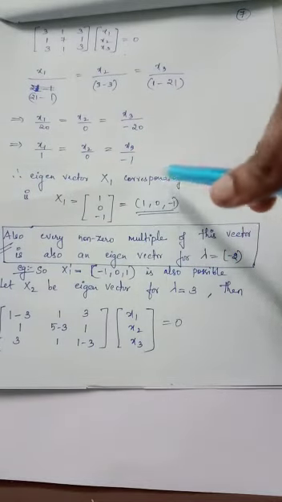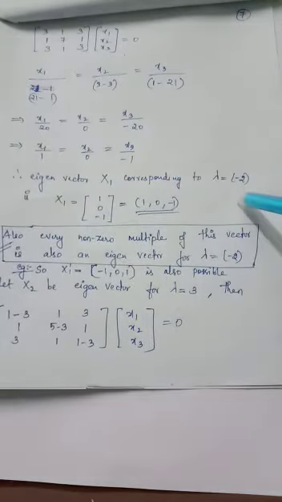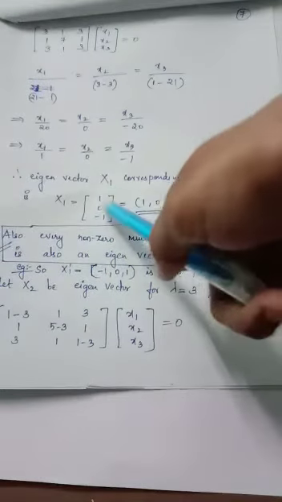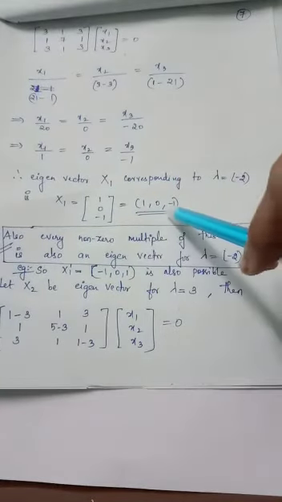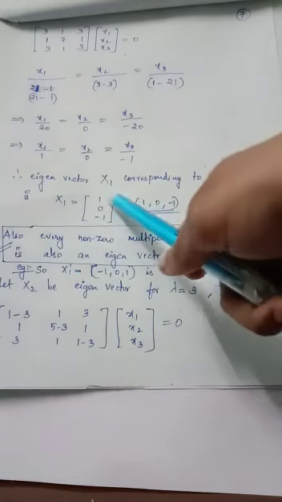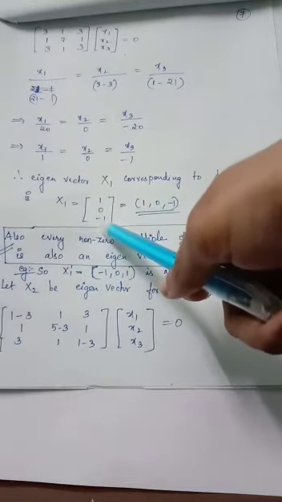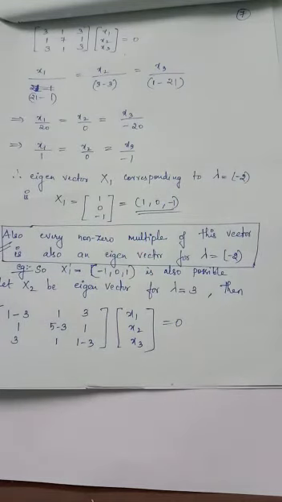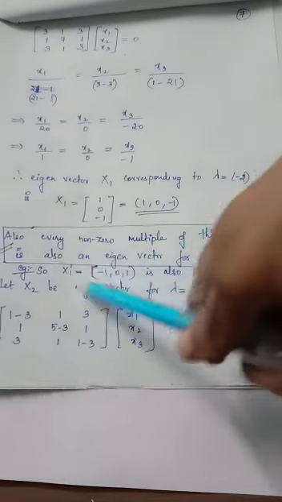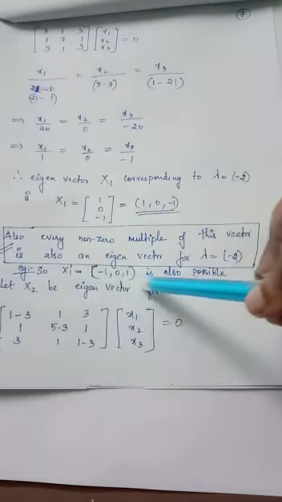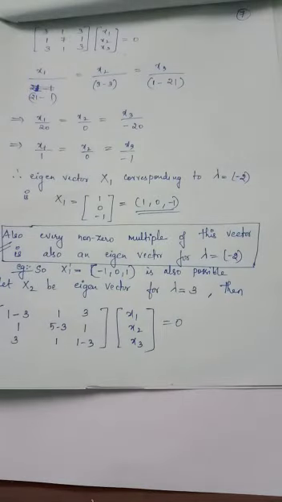So what will be the resultant eigenvector corresponding to lambda equal to minus 2? It will be 1, 0, minus 1, which can also be written in this format. This is not the only unique answer. If you multiply it by 2, you get 2, 0, minus 2, which is also an eigenvector for lambda equal to minus 2. If you multiply it by minus 1, you get minus 1, 0, 1, which is also another possible answer for the eigenvalue lambda equal to minus 2.